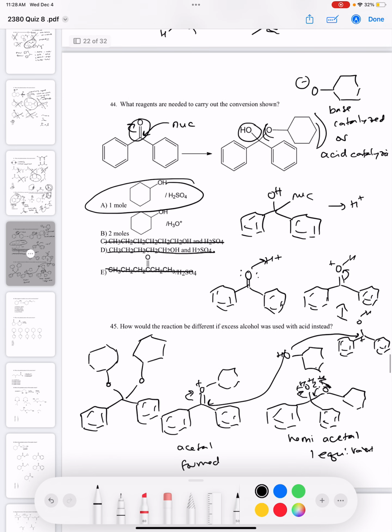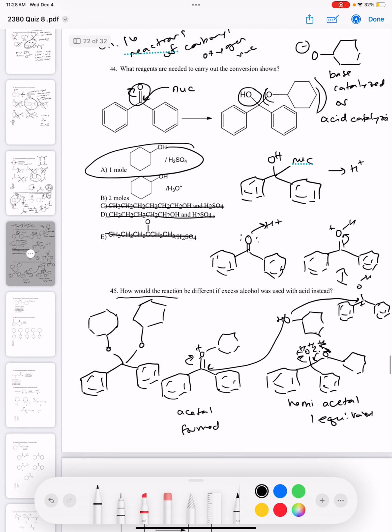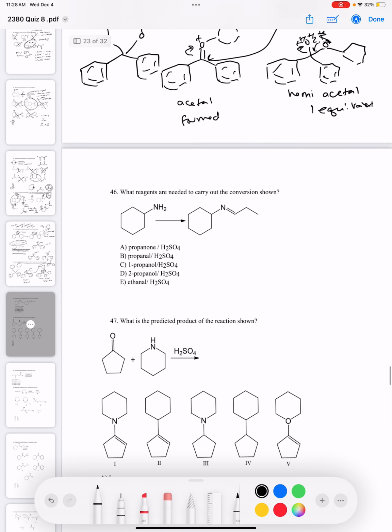So this gets into, I think, chapter 16 with reactions of carbonyls. And this is an oxygen nucleophile. Okay. And then I already accidentally answered 45. How would it be different if we use excess alcohol instead?